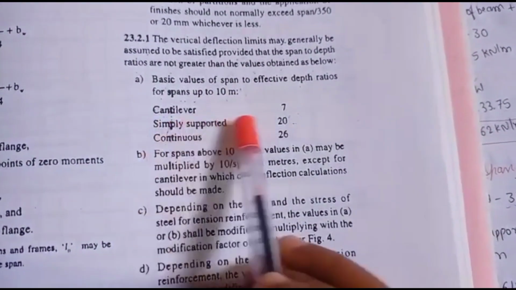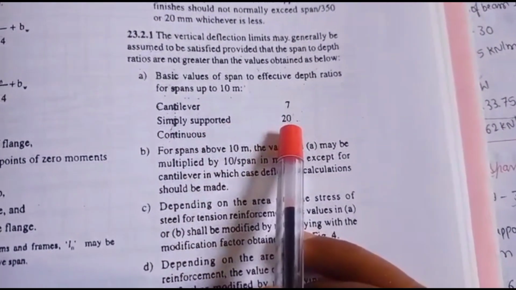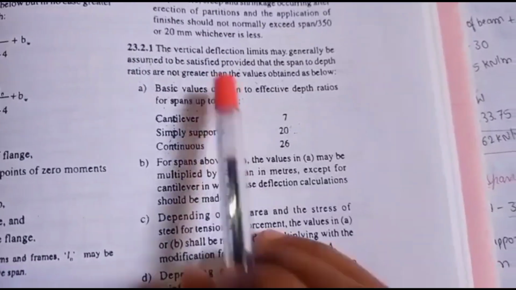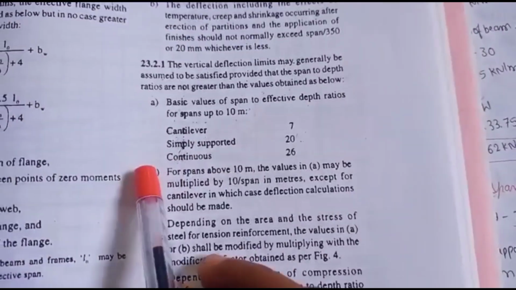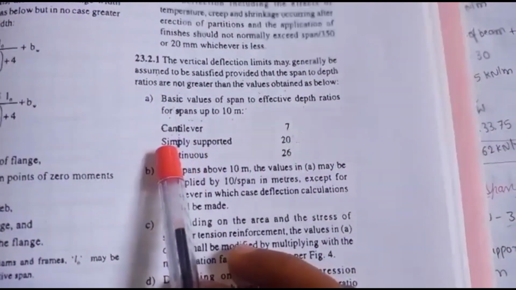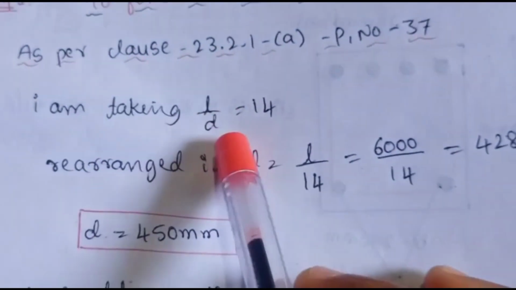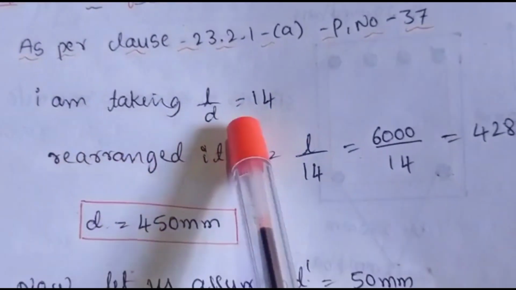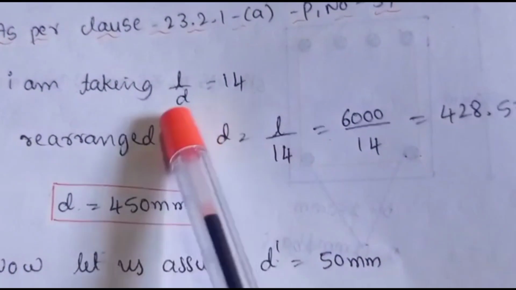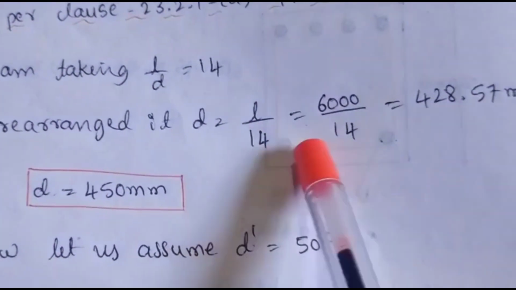For cantilever beam, they have given 7. For simply supported beam, they have given 20. So now we are designing the simply supported beam. So what they have said, for simply supported beam, our L by D ratio should not be greater than 20. So I am taking L by D ratio as 14 and I rearranged it. We need to calculate the effective depth. So I moved D to here, rearranged it, that is L divided by 14.